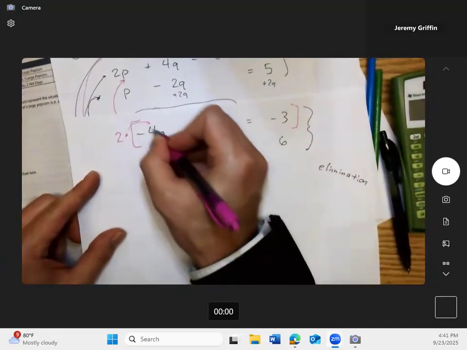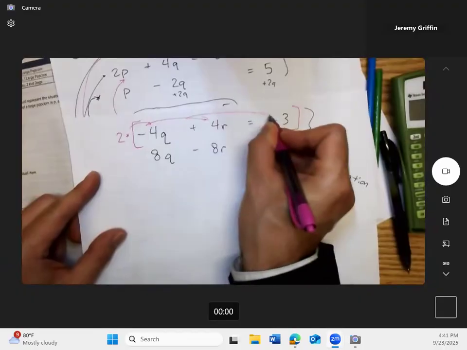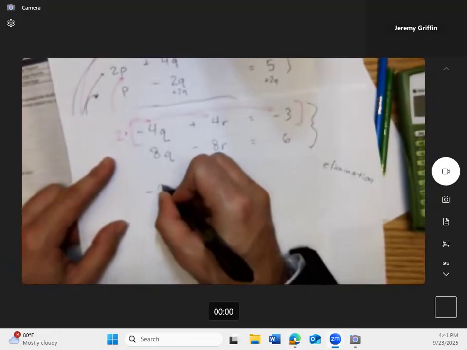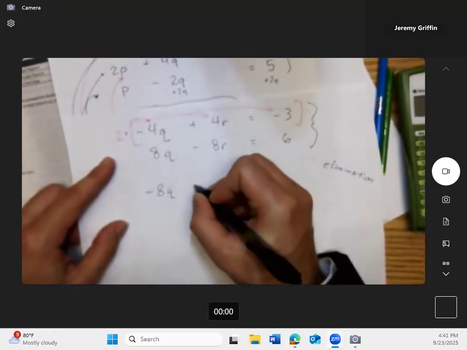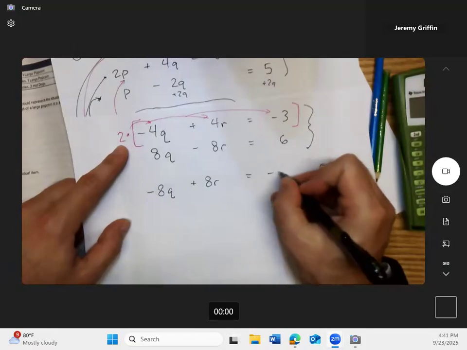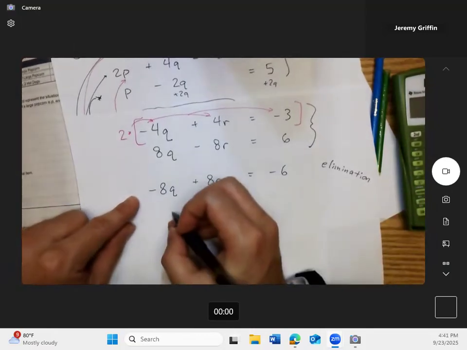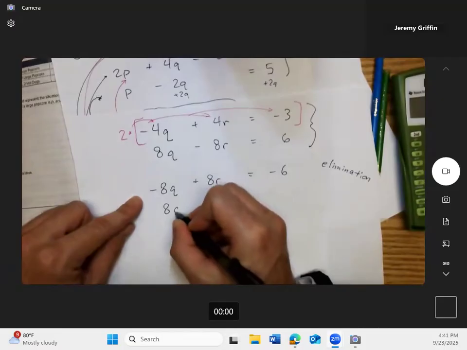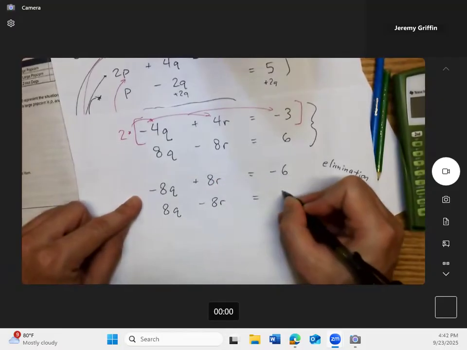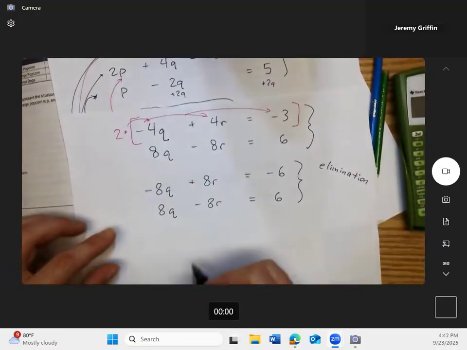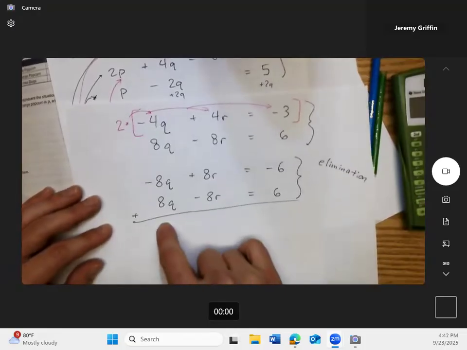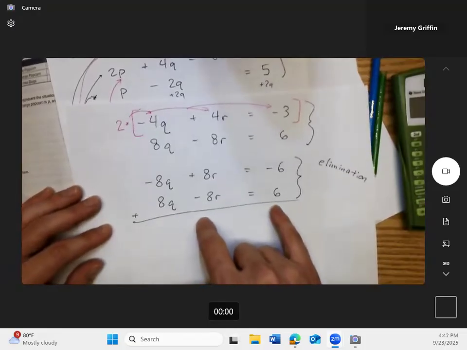Now the 2 distributes into each one of these terms, right, on both sides of the equation. It balances it. So that gives me negative 8q plus 8r equals, and then 2 times negative 3 is negative 6. Right? And then down here, I'll have 8q minus 8r is equal to positive 6. Okay? And then I can add these two expressions together and I can eliminate the q's, except, well, it actually eliminates everything, doesn't it?